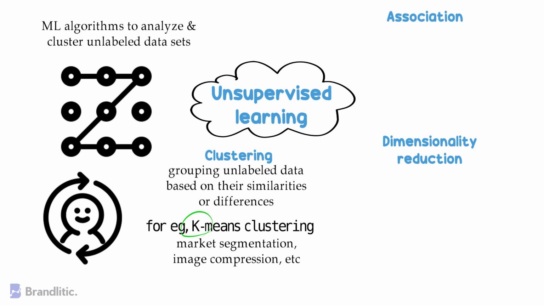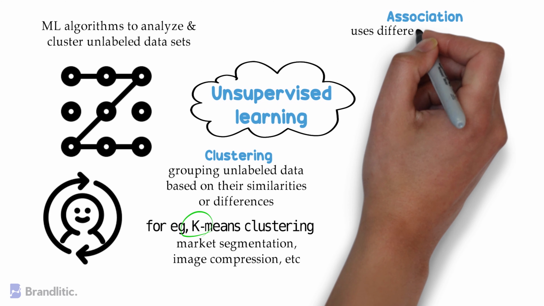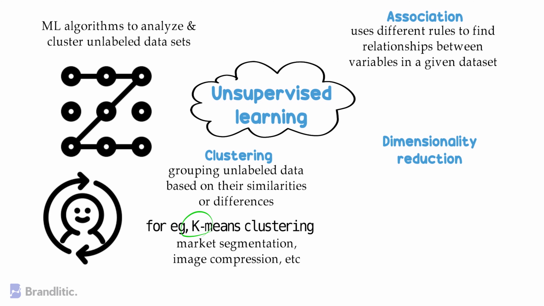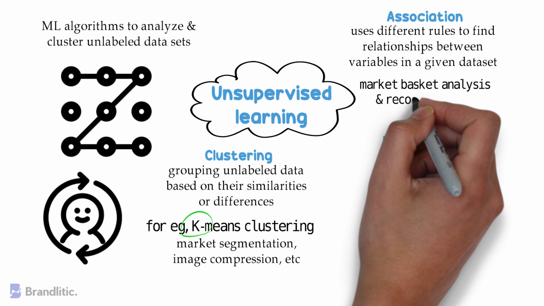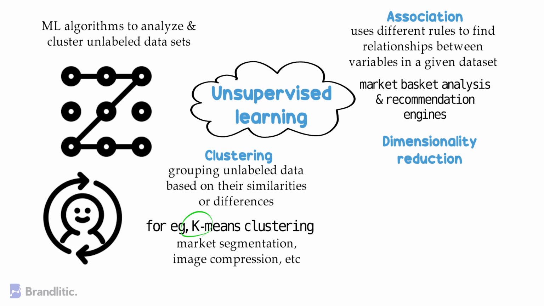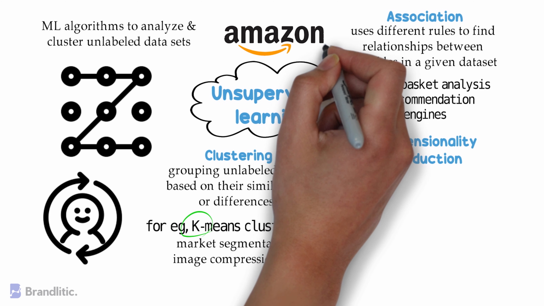Next, association is another type of unsupervised learning method that uses different rules to find relationships between variables in a given dataset. These methods are frequently used for market basket analysis and recommendation engines, along the lines of recommendations that we see on platforms like Amazon.com.